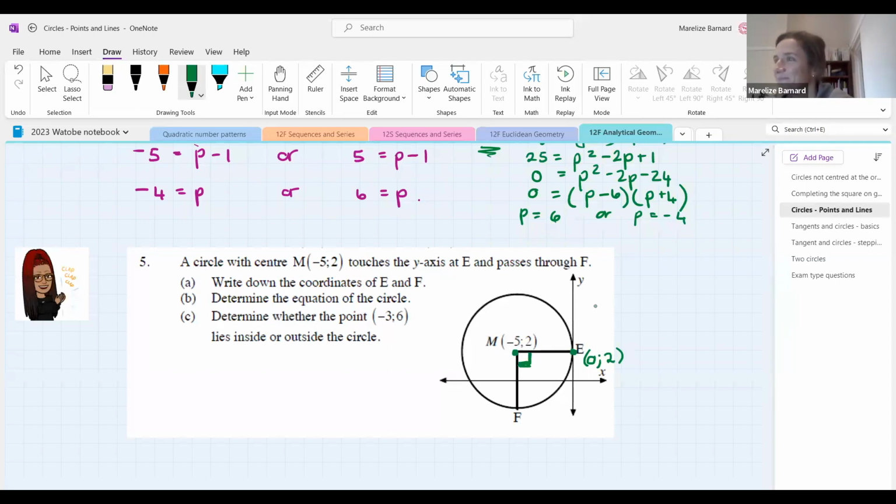No problem. X is equal to 0 because E is on the y-axis. Everywhere on the y-axis, X is equal to 0.